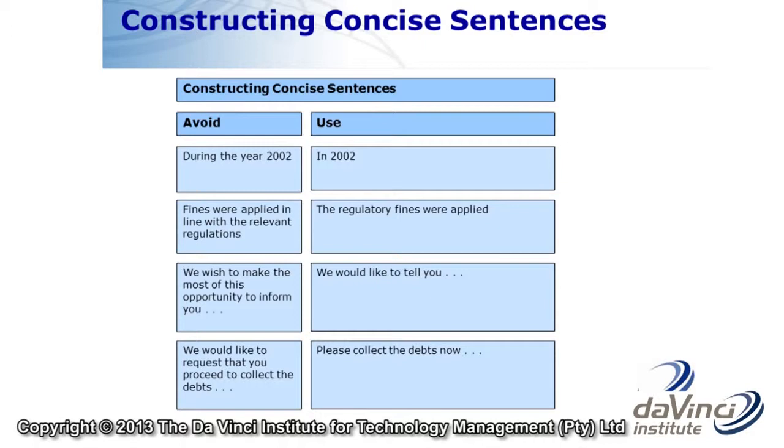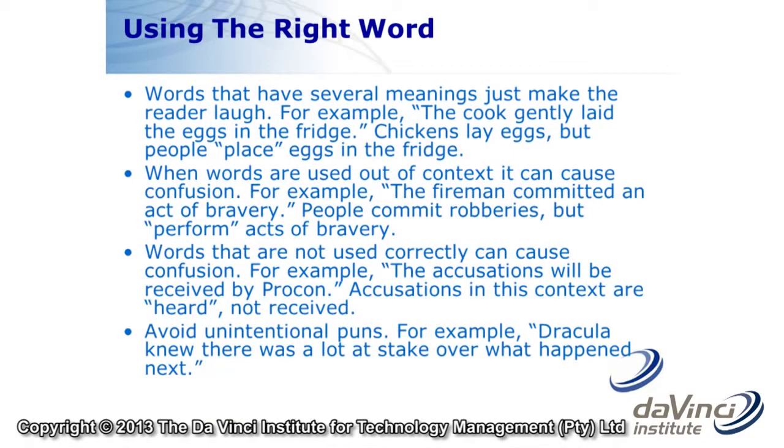And then we talk about is it the passive or the active voice? Invariably it's active. Active, okay? I'm not saying you mustn't talk in the passive, but invariably active is more definite, it's more immediate. It's showing more action. Okay? So words that have several meanings just make the reader laugh. For example, the cook gently laid the eggs in the fridge. Chickens lay eggs, the people place eggs in the fridge.